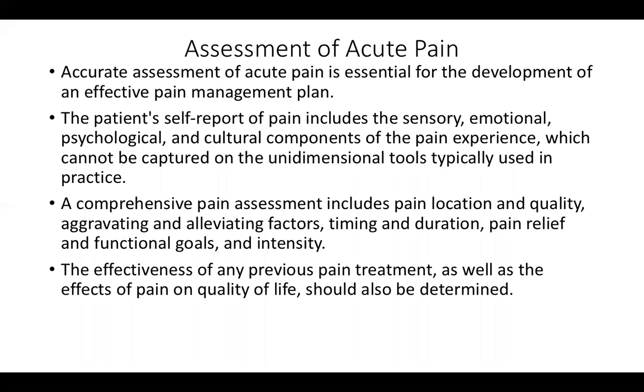Now let's look quickly at acute pain assessment. It is one thing to assess chronic pain, because pain remains over a long period of time and is pretty complex. Acute pain is a short pain. So it's very important to have an accurate assessment of acute pain for the development of an effective pain management plan. As we saw in the first class, patient self-report is very important. Self-report will tell you the sensory, emotional, psychological, and cultural components of the pain, which cannot be captured by a unidimensional tool.